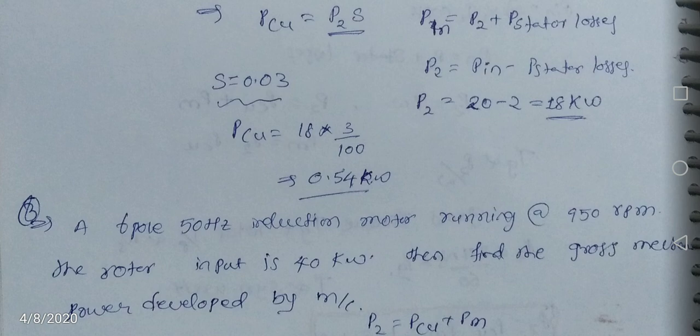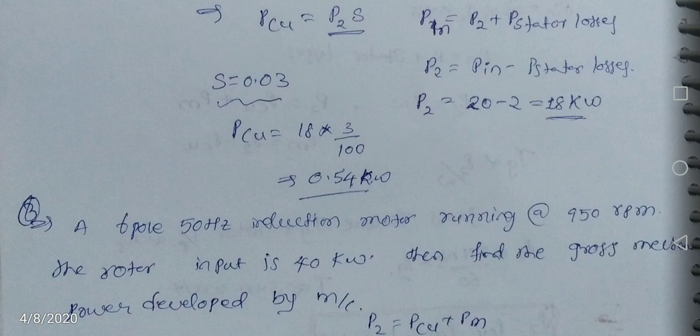Six-pole 50 Hz induction machine. NS value is 1000 and NR value is 950. For the slip S, (1000 - 950) by 1000, that is 50 by 1000 equals 0.05. S value is 0.05.